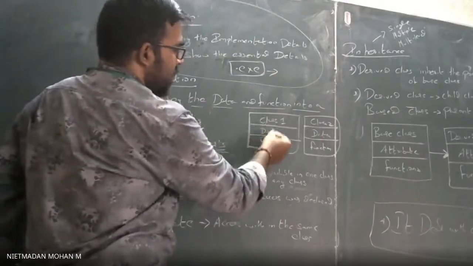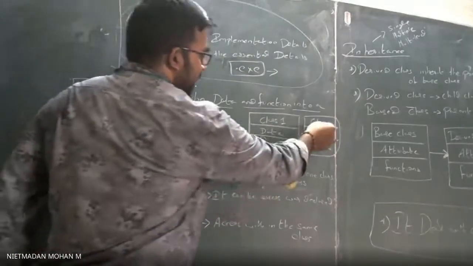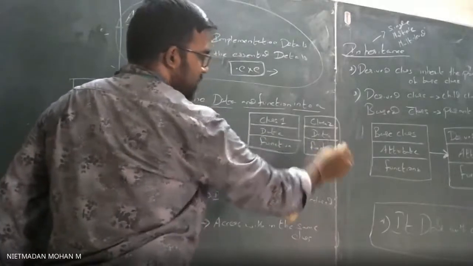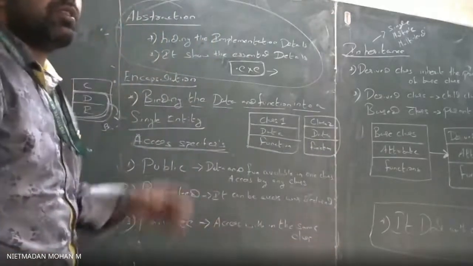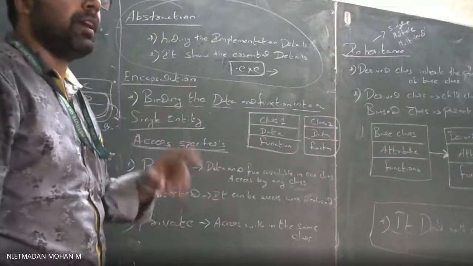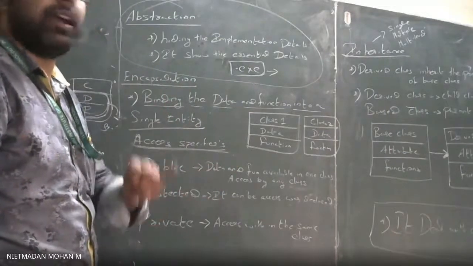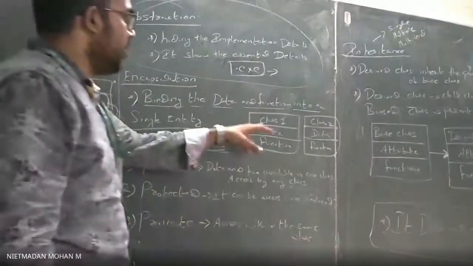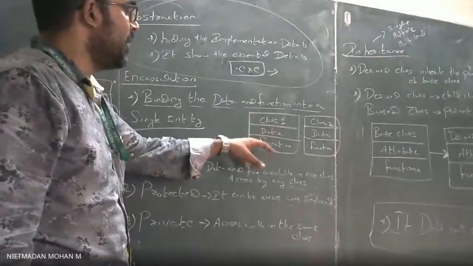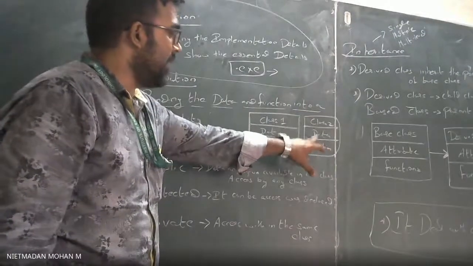One is class number 1, where data and function are represented, and another is class number 2, where data and function are represented in the same program. Just imagine that in that particular program I have created two classes: class number 1 and class number 2. Class number 1 has a data and function, and class number 2 also has a data and function.